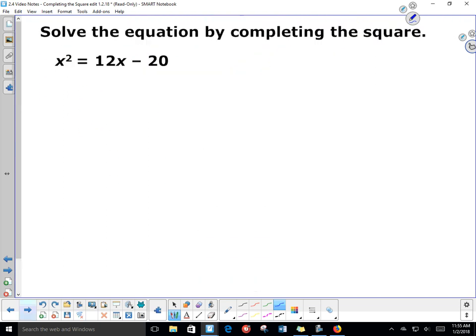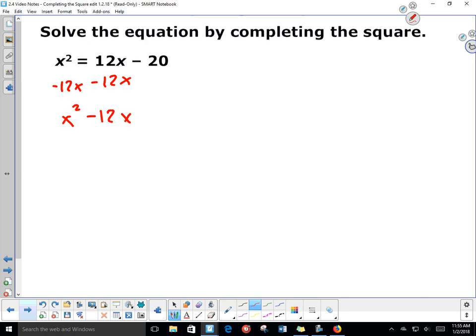All right, let's try this example. Solve the equation by completing the square. x squared equals 12x minus 20. Remember, your first step is to get all of the terms with x's on the same side. So I get x squared minus 12x.